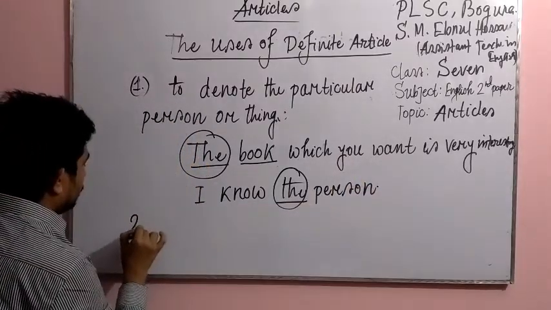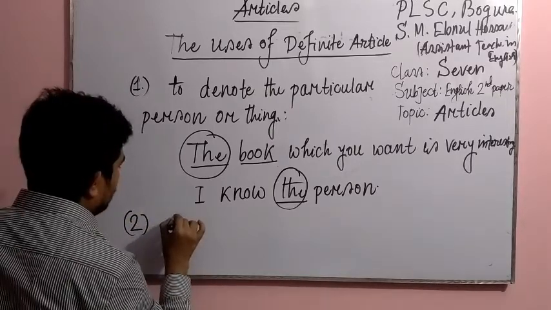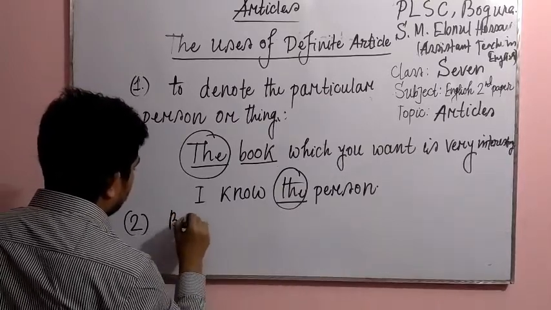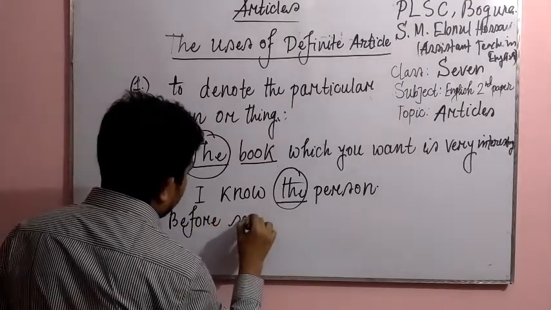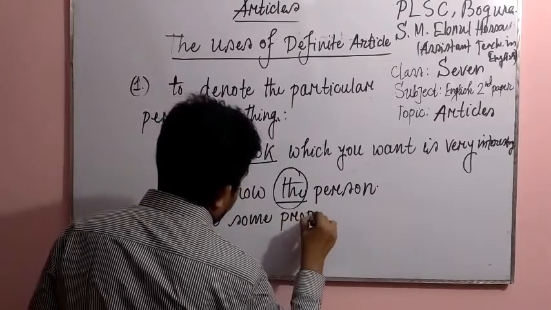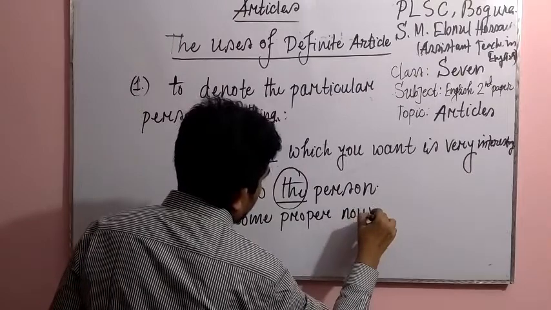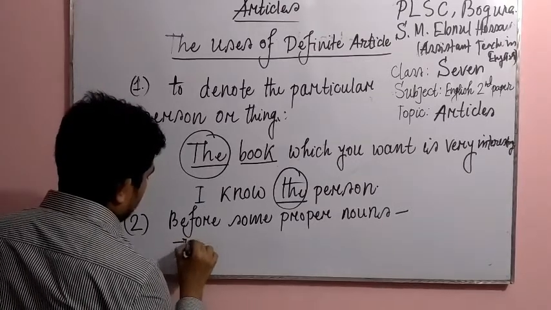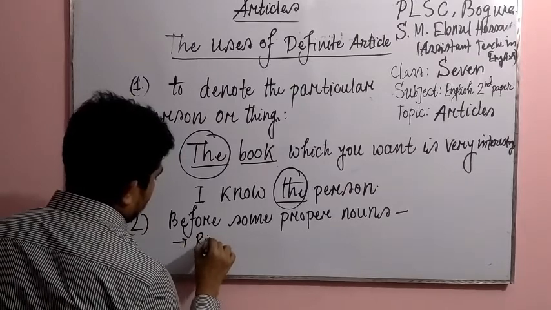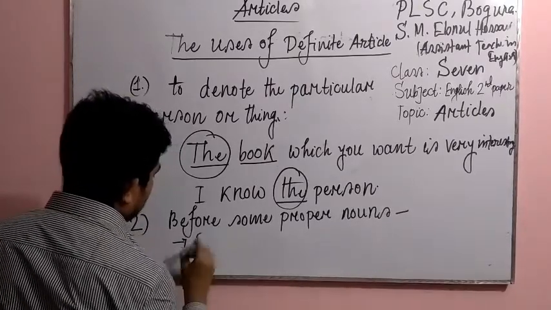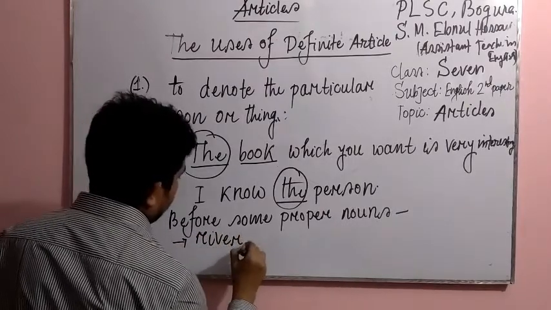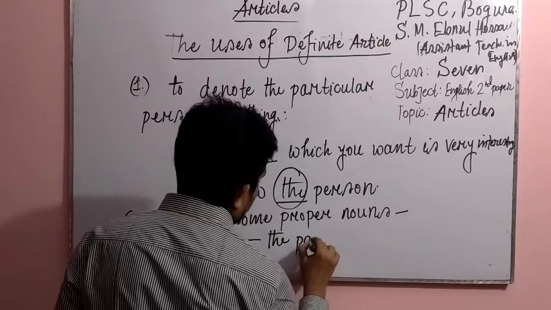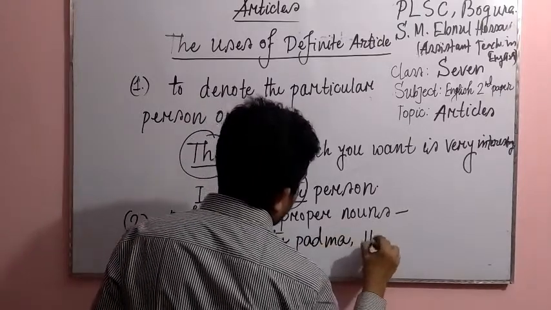Now rule number 2. Before some proper nouns such as river names, that means the Podda, the Meghna, etc.